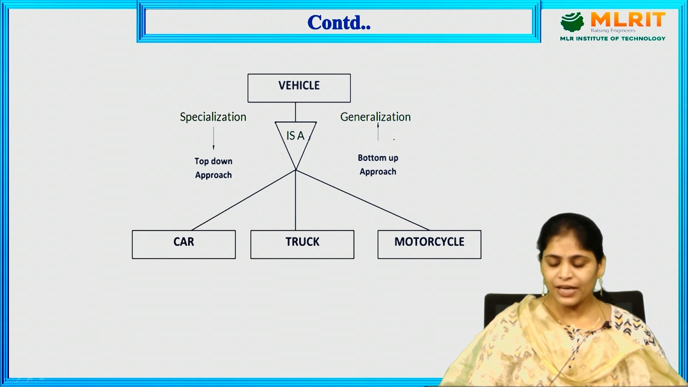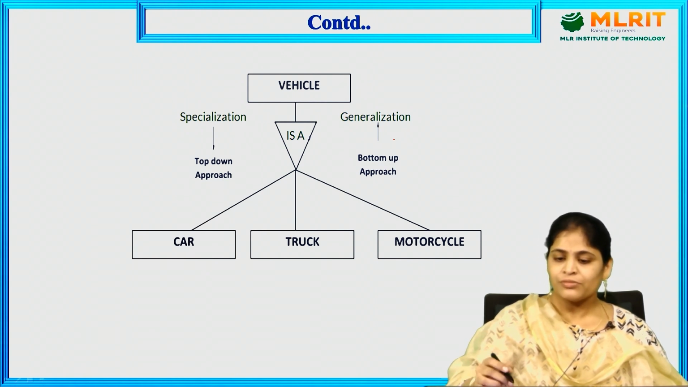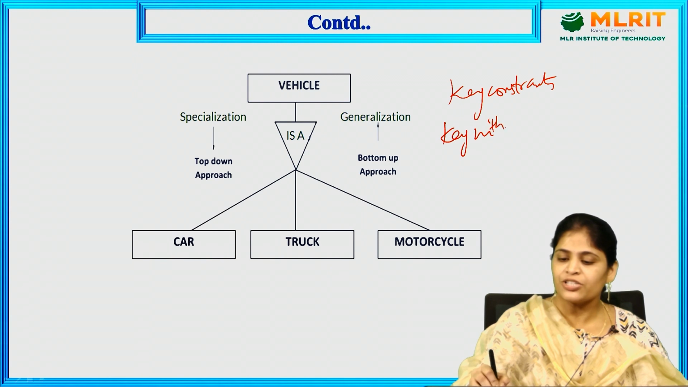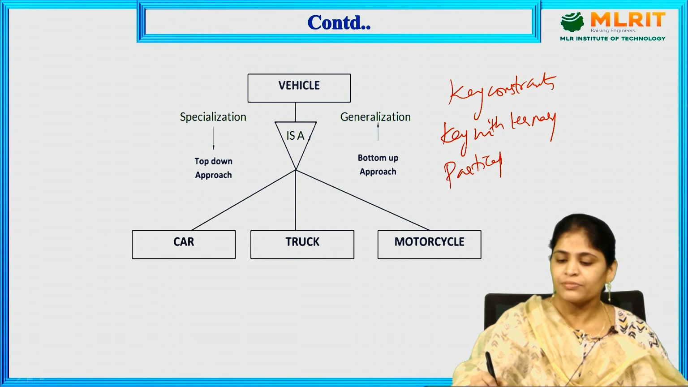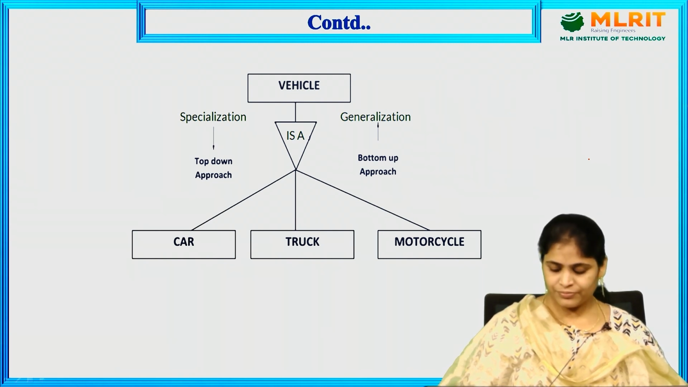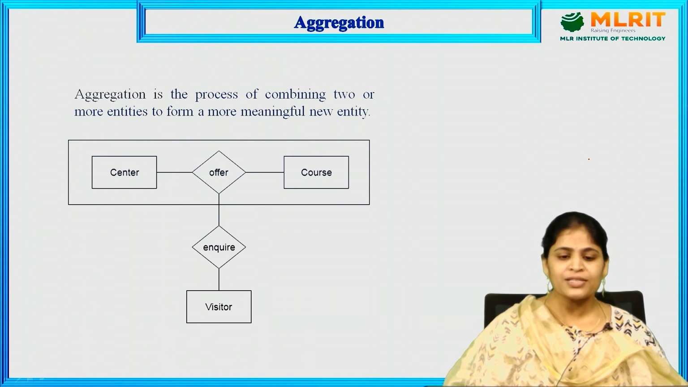So, till now we have discussed about the key constraints with the ternary relationships, participation constraints, so these are some of the additional features of ER model. Till now we have discussed, and in later on session we used to discuss about the relational model and conceptual model of database design. And the last one is aggregation.